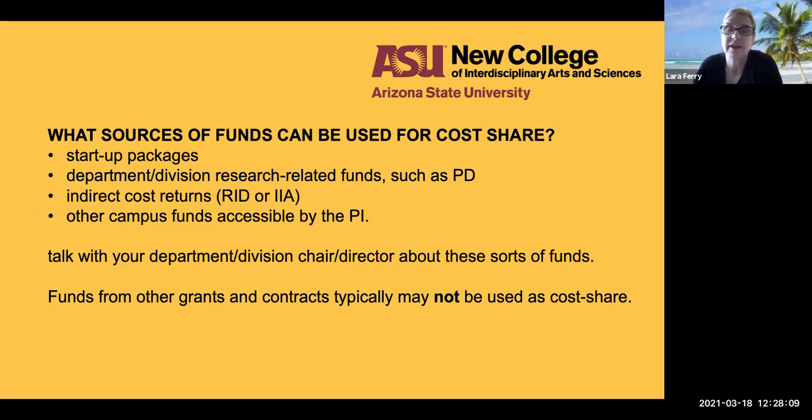So if you have decided to use funds for cost share, other than your salary or making up that difference in direct overhead costs, what can you use? You can use funding from your startup package if you have startup funds. You can use professional development funds that have been allocated for research to you by your department or your division. You can use indirect cost returns. For example, the indirect costs that are going to be returned to you by the grant or even by previous grants. If they're sitting in an IIA account or RIT account, you can discuss with your director using those funds as cost share in this grant. Or you can use other campus funds that are accessible to you.